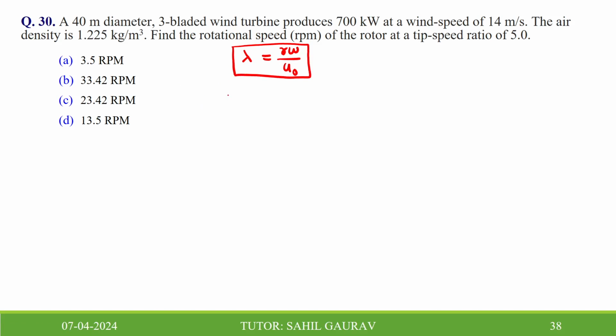So here, what things are given? 40 meter diameter, so R value is 20 meter, and U naught is given as 14 meter per second. And P naught is given as 700 kilowatt, but this has no use. Option B, sir. Okay, yes, correct, 33.42 RPM. And N is given as three, as it is a three-bladed wind turbine.